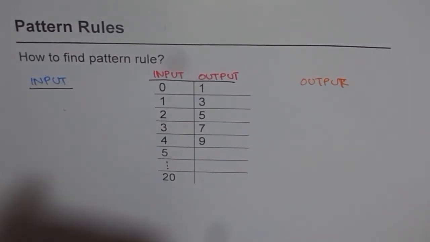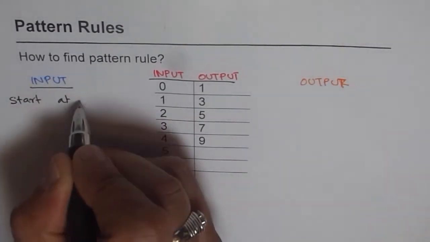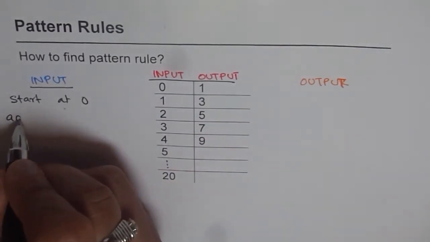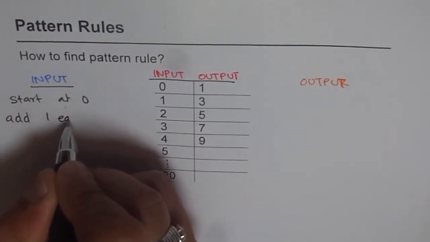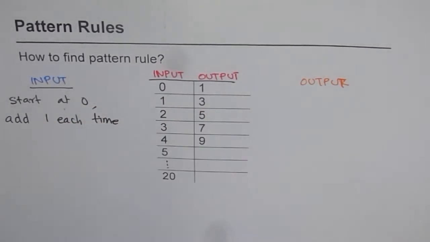So the input pattern is start at 0, and then what do you do? You keep on adding 1 each time, right? So say add 1 each time. So that is how you can describe the input pattern. How can you describe the output pattern?